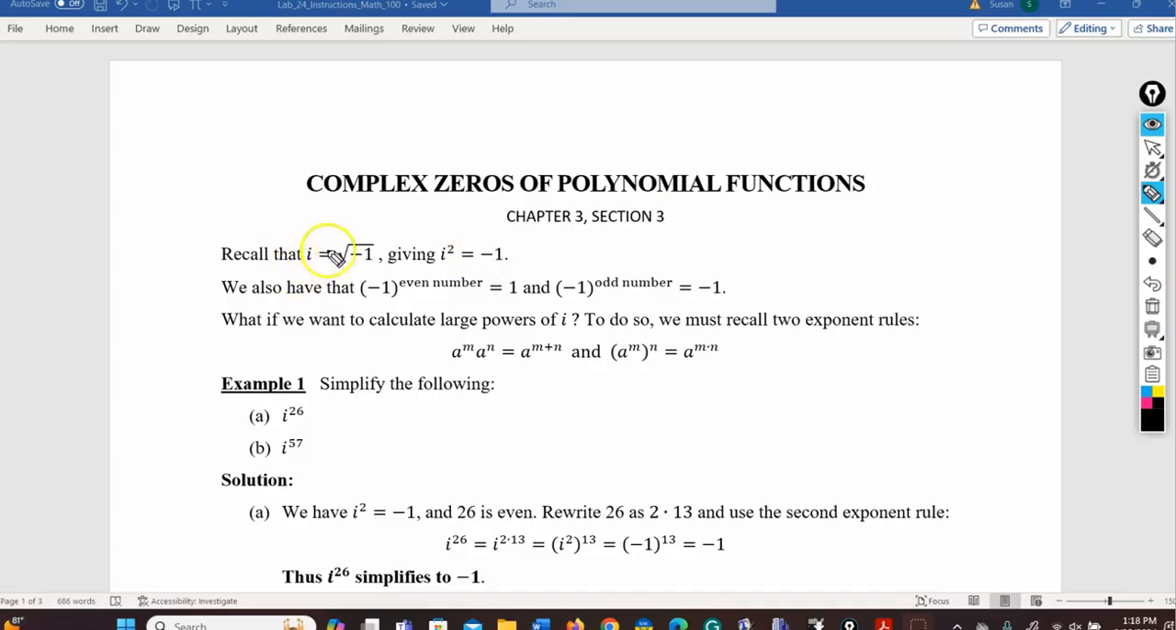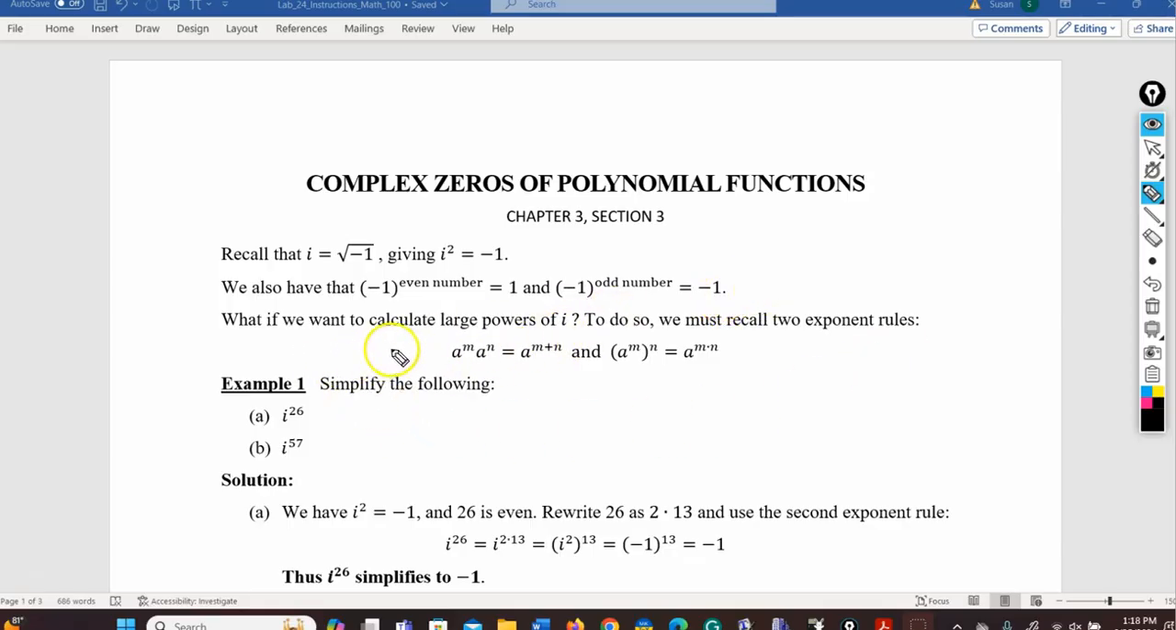Remember that we use i to denote the square root of -1. And that gives, if we square both sides, i squared is equal to -1. And also, you should have learned this back in high school. If you take -1 and raise it to an even power, then you lose the negative sign. You just get 1. And if you take -1 to an odd power, then the negative sign will stay and you get -1. So -1 to an even power is +1. You lose the negative sign. And -1 to an odd number, you keep the negative sign.